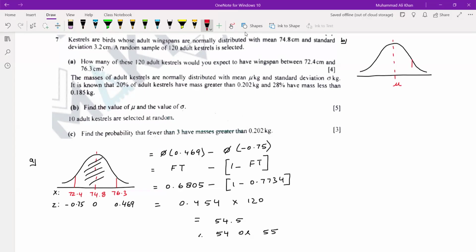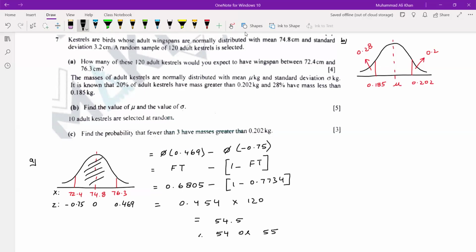Greater than means we have to mark here. 20% is this, meaning 0.2, and the value is 0.202. And 28% have mass less than 0.185, for less than this one, 0.28. We have to calculate the mean and standard deviation from the given probabilities.